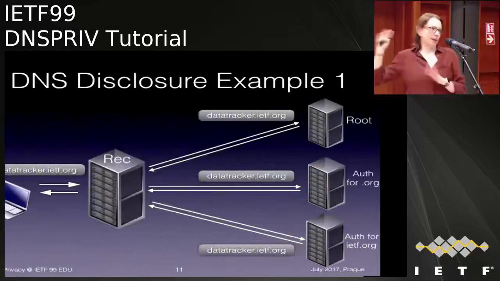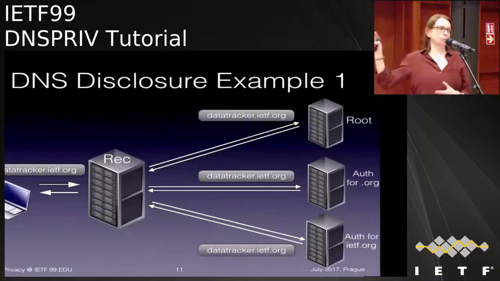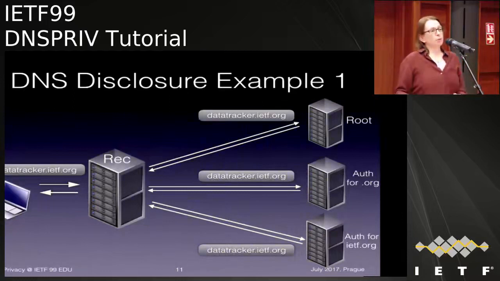So this is a sort of "how does DNS work 101", and where does the data leakage start? This is a very simple model of how a DNS query works. You have a stub resolver, typically on an end machine like a laptop or a phone. It sends a full query to a recursive server for something it wants to look up.